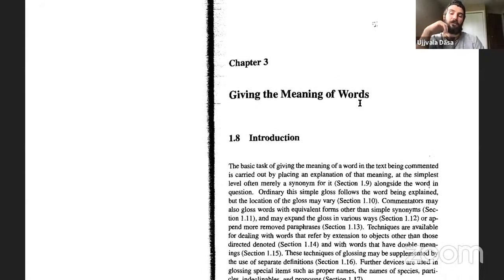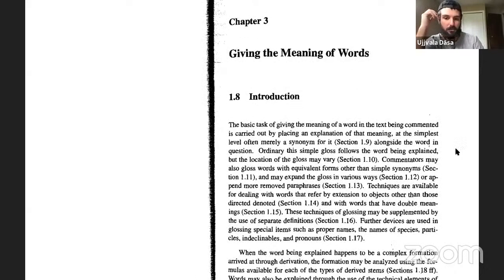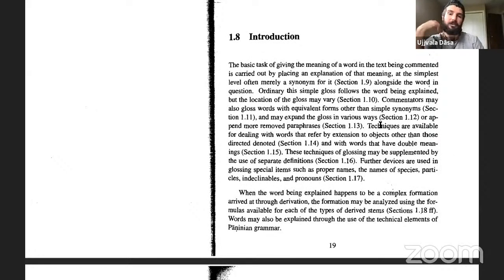So now giving the meaning of words. This will be a little more interesting than the Sandhi one, or those citations. Introduction. Let's see if this is useful. We'll just read it. The basic task of giving the meaning of a word in the text being commented is carried out by placing an explanation of that meaning at the simplest level, often merely a synonym for it, alongside the word in question. Ordinarily, this simple gloss follows the word being explained, but the location of the gloss may vary. Commentators may also gloss words with equivalent forms other than simple synonyms, and may expand the gloss in various ways, or append more removed paraphrases.